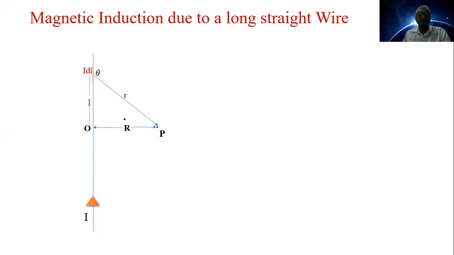That we can see there. Now here from the geometry, this angle is also theta. Then according to Biot-Savart law, we can write the magnetic induction at point P due to this current element as dB equals mu 0 upon 4 pi into I dl sin theta upon r square. By using this relation, we can calculate the magnetic induction.